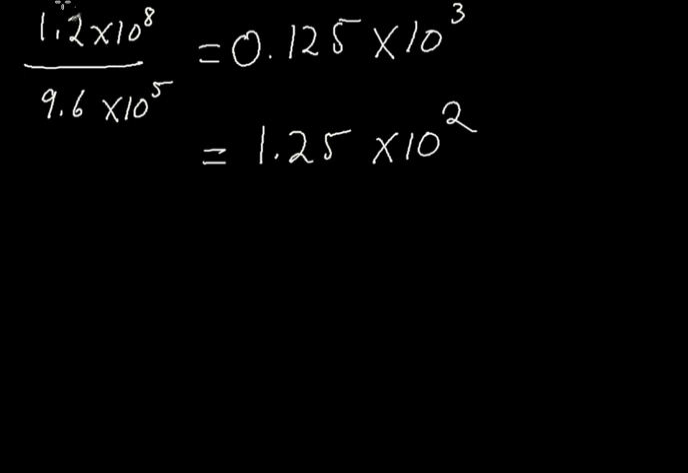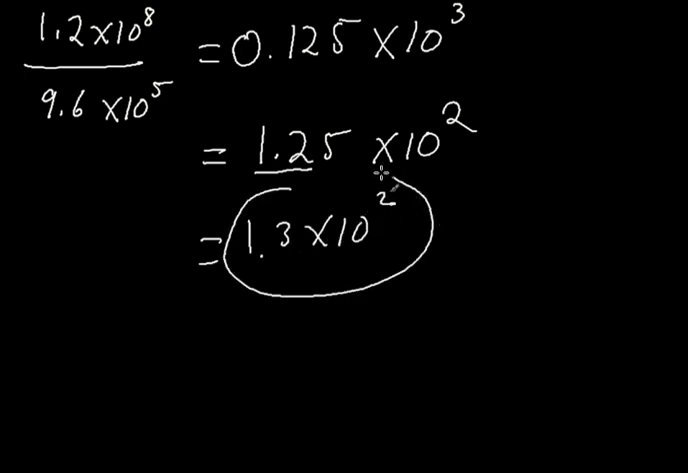Now let's check for our rounding. I have 2 digits of information here and 2 digits of information here. I can only go with the smallest, and that would be 2. So I need 2 digits here. I look to the next number. It's 5, so I need to round. This would be 1.3 times 10 to the second as my final answer.